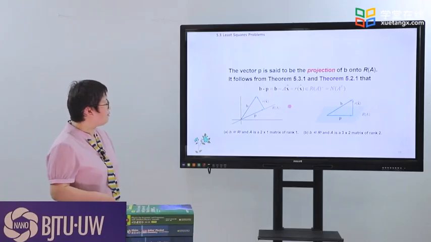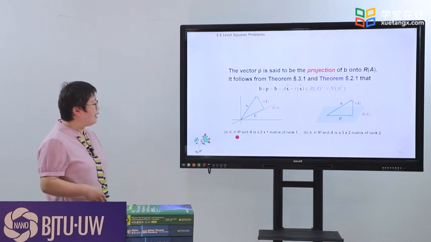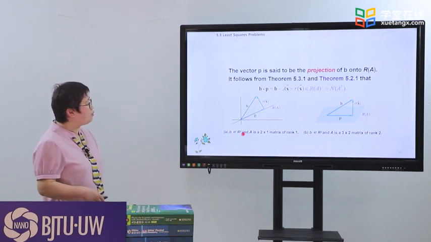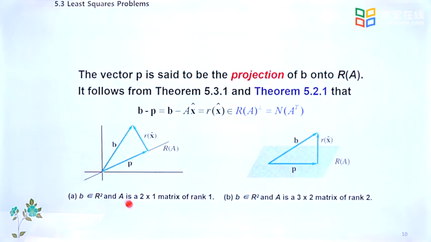We can see from this figure that B belongs to R2, so it's a vector here, and A is a 2x1 matrix of rank 1. So the range of A is just this line, and P is this vector. This is the projection of B onto the range of A, and r(x hat) is this vector. It belongs to the orthogonal complement of the range of A, which also equals the null space of A transpose.